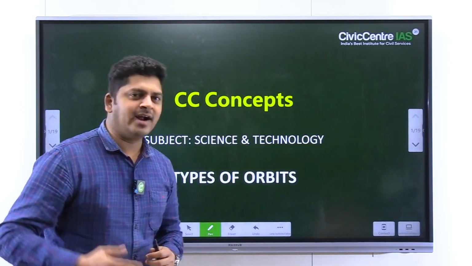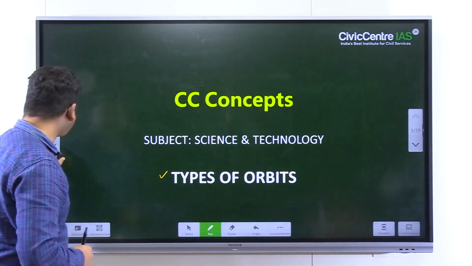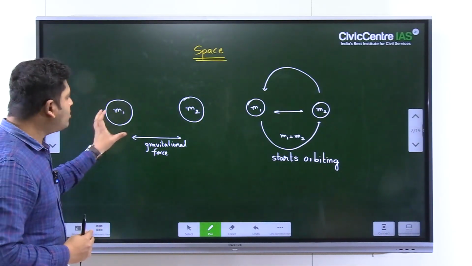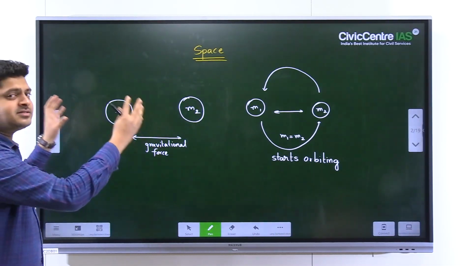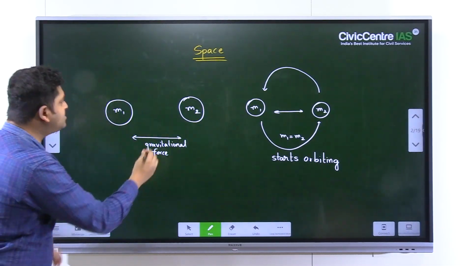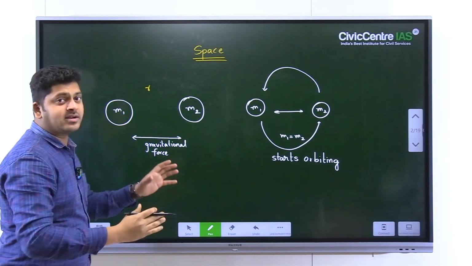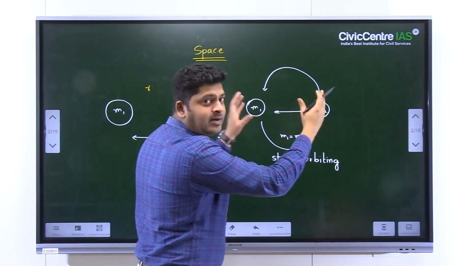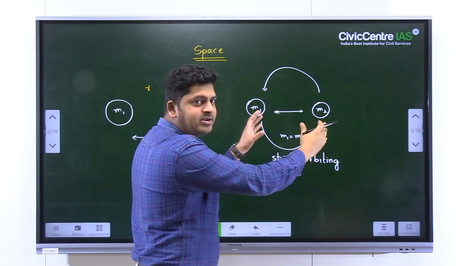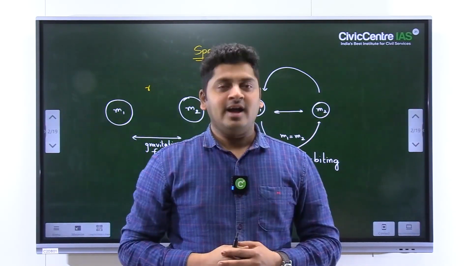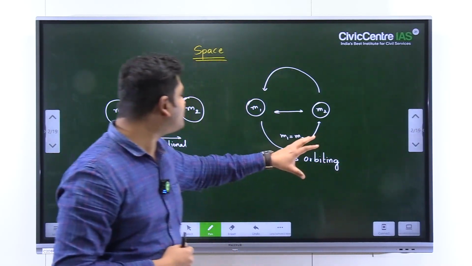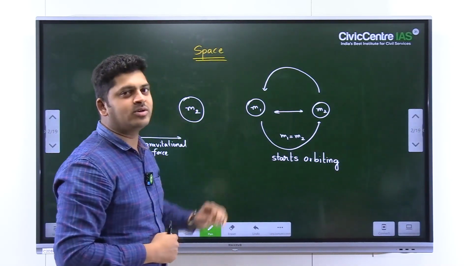Before that, why did this concept even come up? Consider two masses in space, m1 and m2, and there is some gravitational force if they are at some distance r. But when these masses come close enough with enough momentum, then they start orbiting around each other. Hence, we can say that an orbit is a curved path of one object around the other.